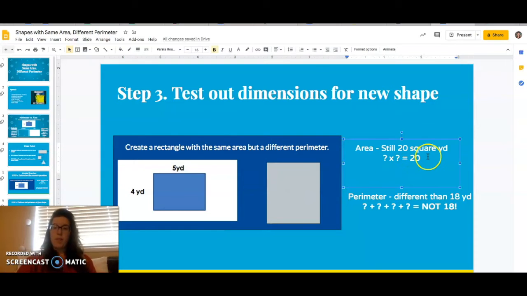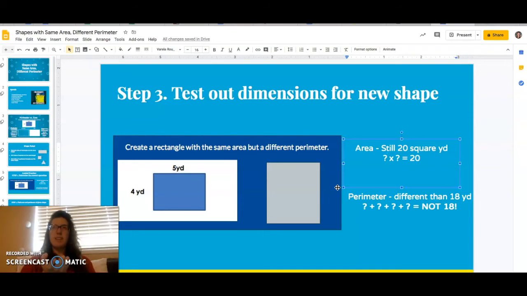Okay, so I know that when I'm trying to find a shape that has the same area, whatever length and width I multiply are going to have to equal 20, right? Just like before. So 4 times 5 equals 20. Whatever I multiply here has to equal 20. So I have to think back to my multiplication tables and say, what two numbers do I know that are different than 4 and 5 that also equal 20 when I multiply them?